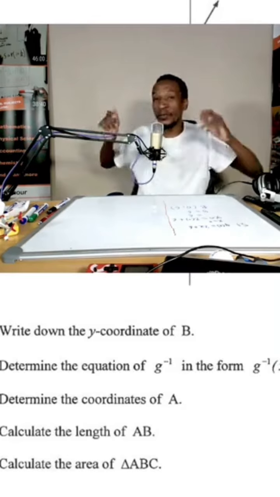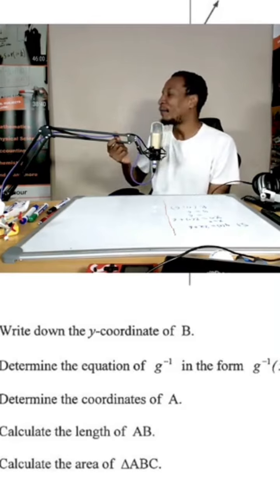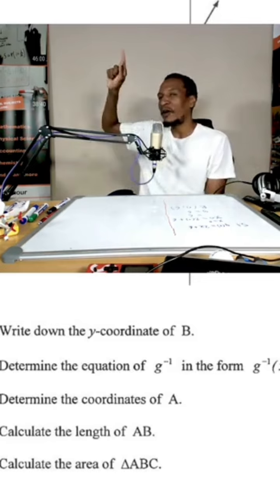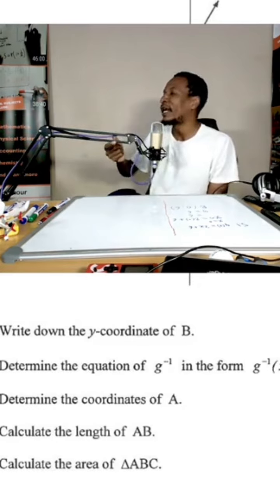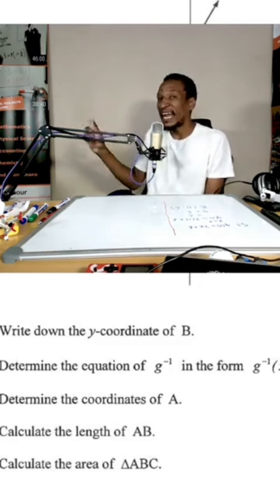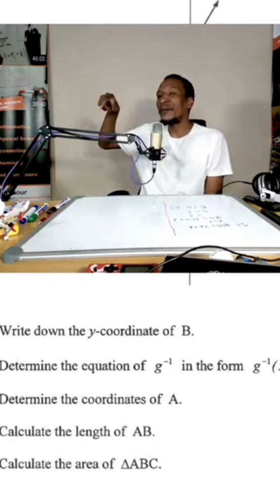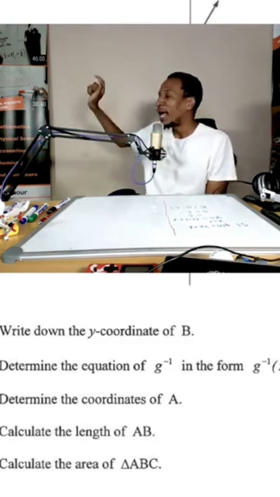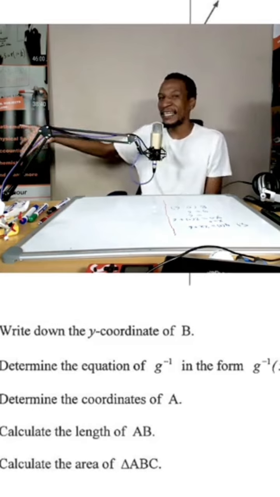the y coordinates of B. Now, look at this. 5.2, we have to determine the equation of the inverse function, g to the exponent minus 1 of x, in the form of a straight line, meaning in the form of y is equals to mx plus n as given there.